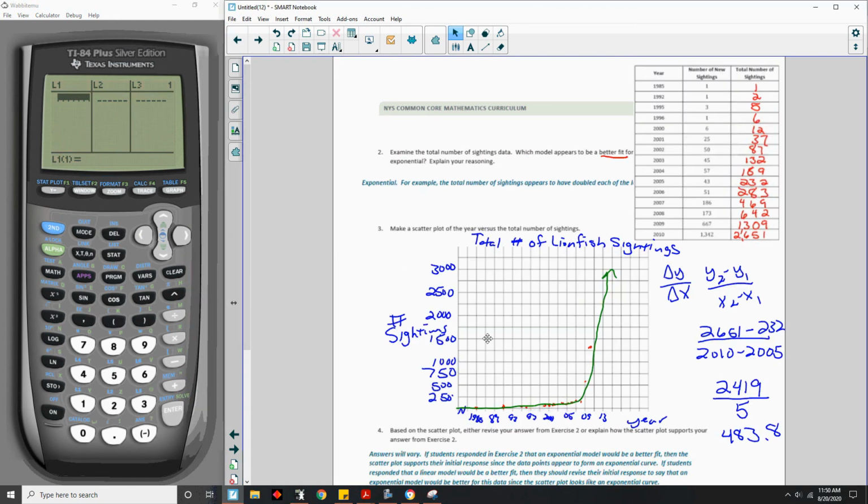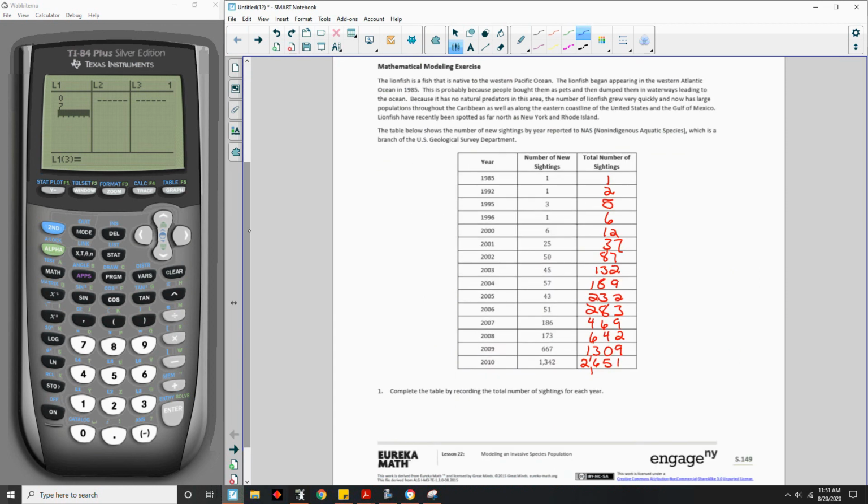And we don't want the actual year here, we want to put years since. So 1985 would be 0. 1992 would be 7. So you have to be careful to do that. 1995 is, we're talking years since 85. So how about I do that with my pen? And let me do it on the original, it's larger.